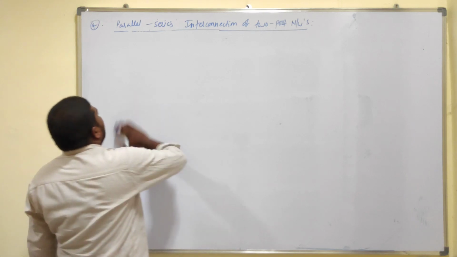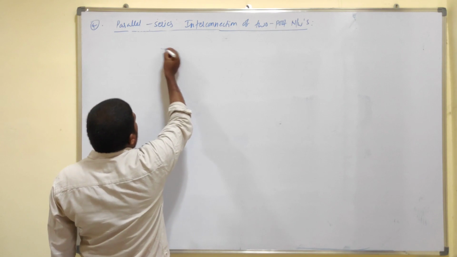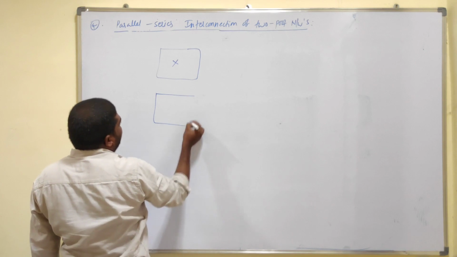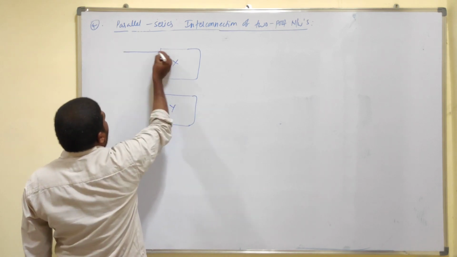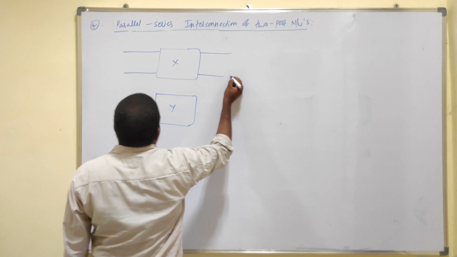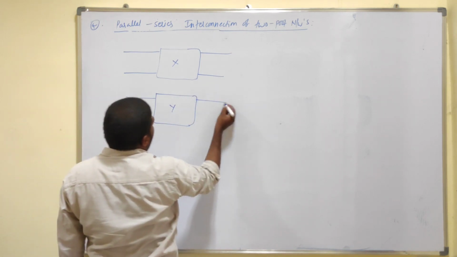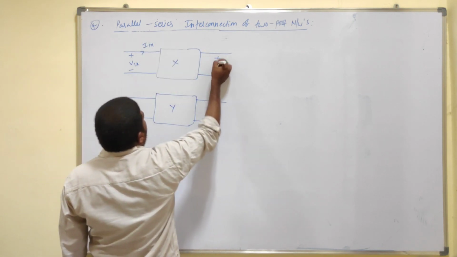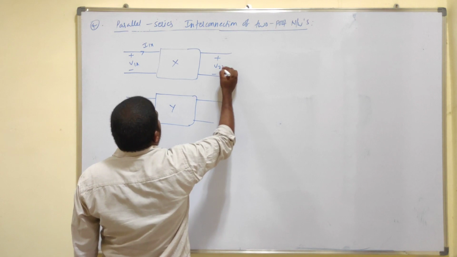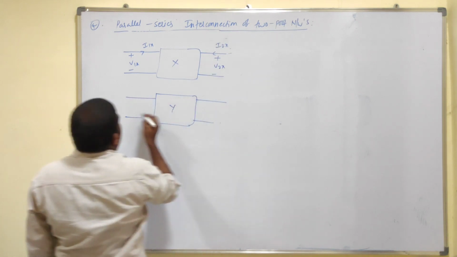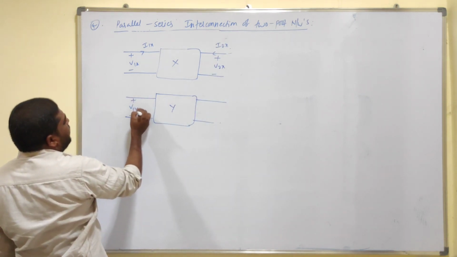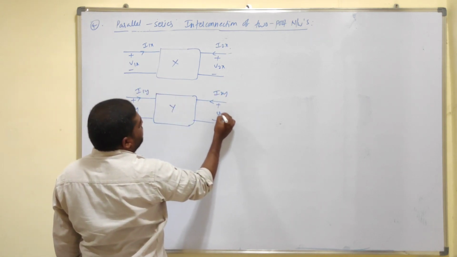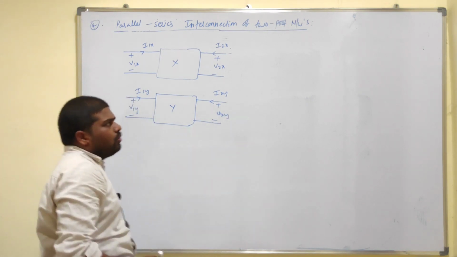So now we have to consider two individual two port networks, x as well as y two port network. Here we have four variables and four terminals. Here also same thing, four variables and four terminals. Here v1x, i1x, v2x and I2x. And in the same way, this is v1y, I1y, and this is I2y, and this one is v2y. These are the individual two port networks.